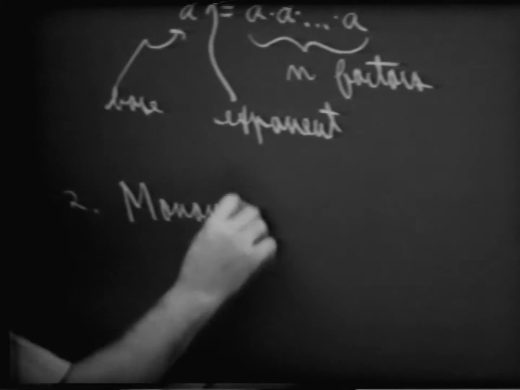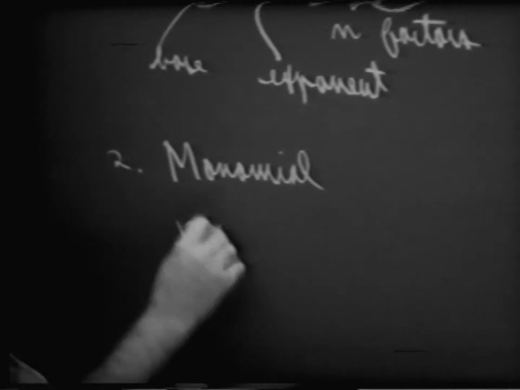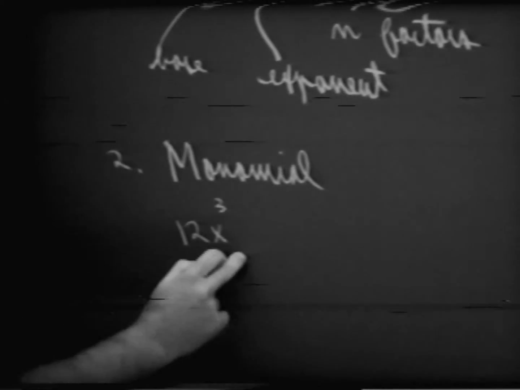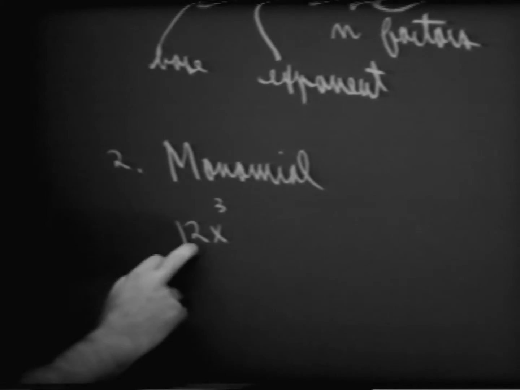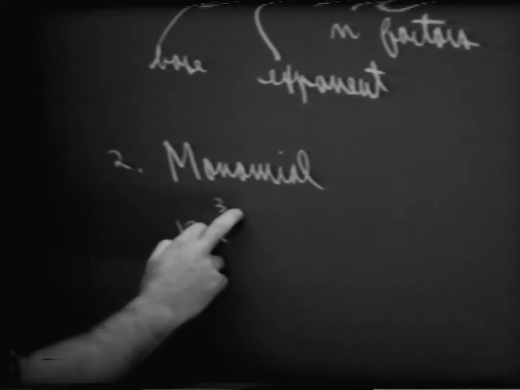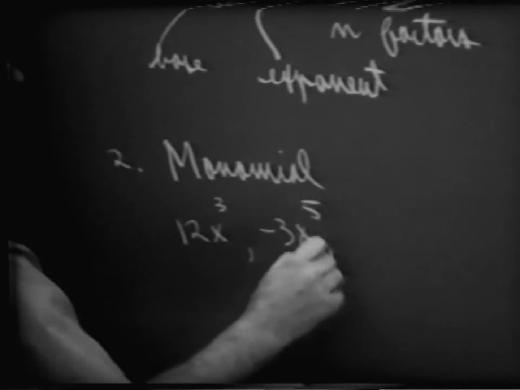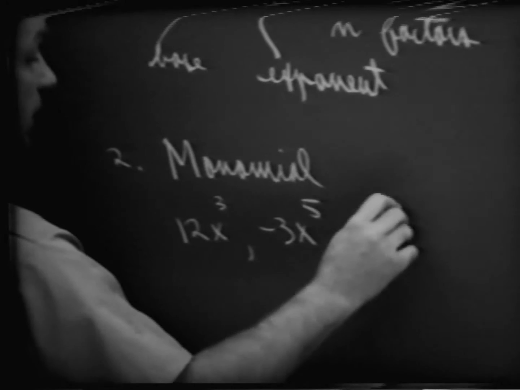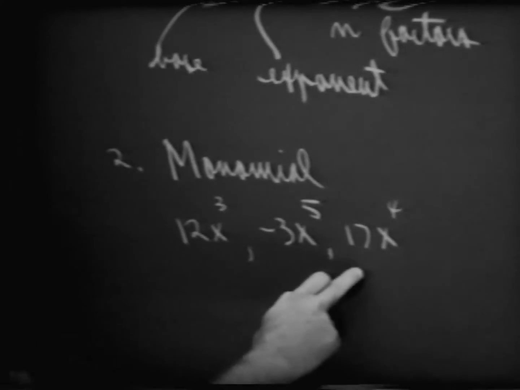And from this notion of power, it's then quite easy for us to look at what we call a monomial. And a monomial, for example, suppose we were to write something such as 12x cubed, all right? In which here we have a numerical coefficient, or simply a coefficient, and some base, and then some exponent here, or else negative 3x to the 5th power, 17x to the 4th power, and so on, are all examples of monomials, is that right?